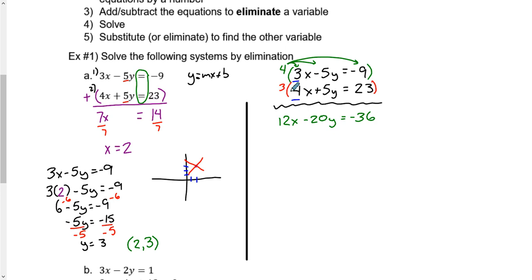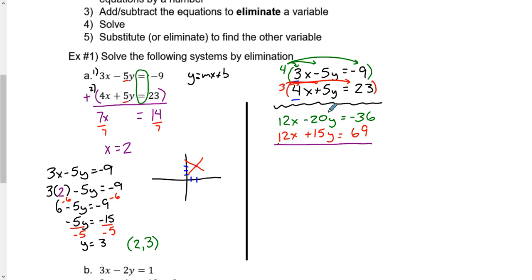Same time, I could take my 3 and multiply my 4x plus 5y equaling 23, distribute everything in, 3 by 4x is 12x, 3 by 5 is 15, 3 by 23 is 69. So here's what I can work with. Now that I've made my coefficients the same, I can add or subtract to eliminate a variable.